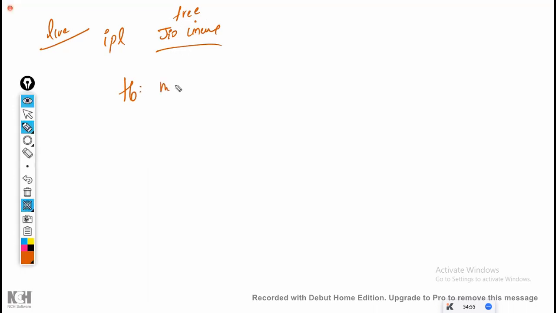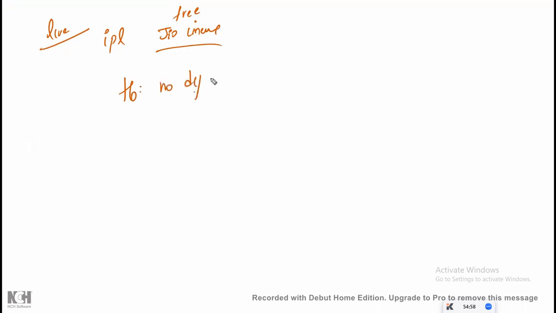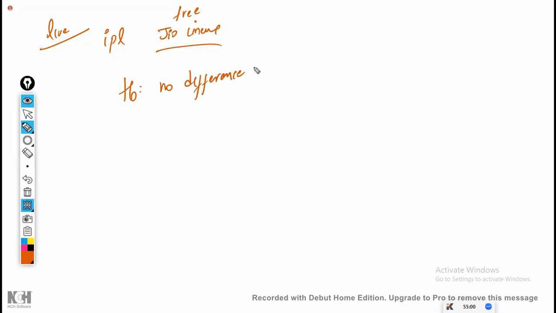Now, this IPL was given free in Jio Cinema. Earlier, we used to watch it only on Disney Hotstar or Star Sports or somewhere. Now it is free. Completely free in Jio Cinema. Mukesh Ambani has given IPL in Jio Cinema at free of cost this particular year. Right? Now, the null hypothesis says no difference. If it is on Jio Cinema also okay, if it is on Disney Plus Hotstar also okay. No difference between both of them.